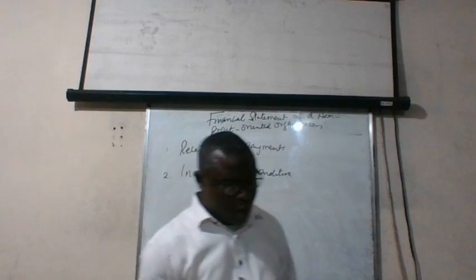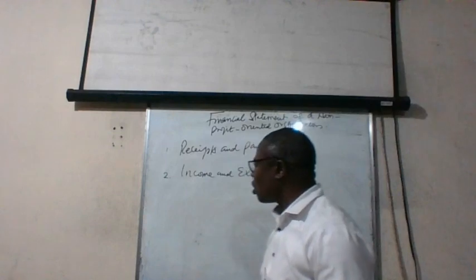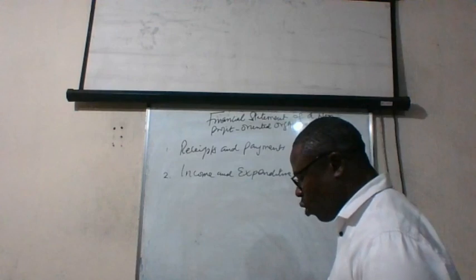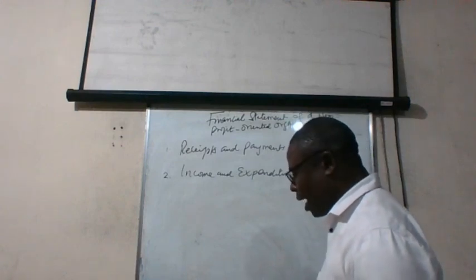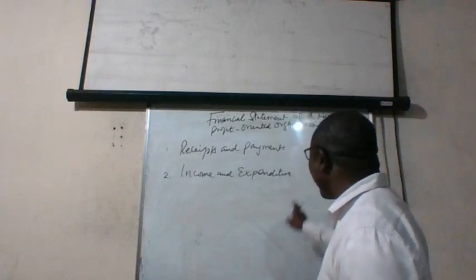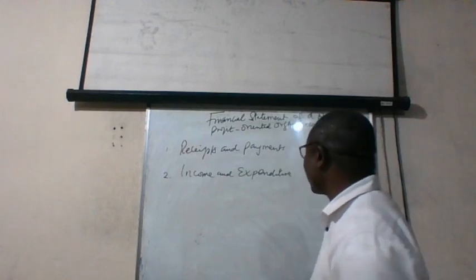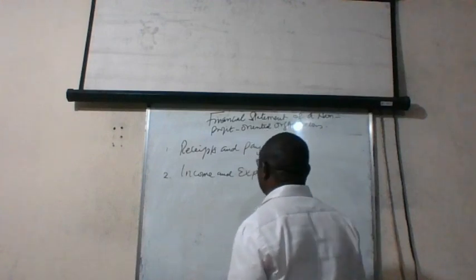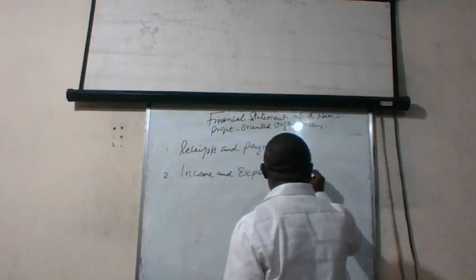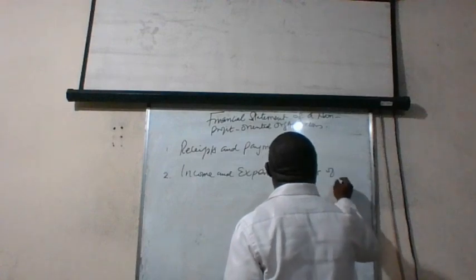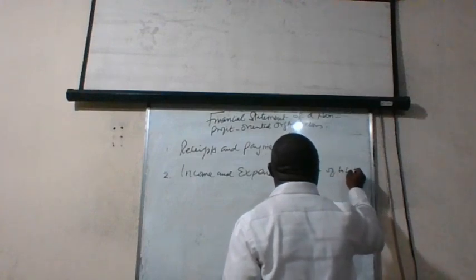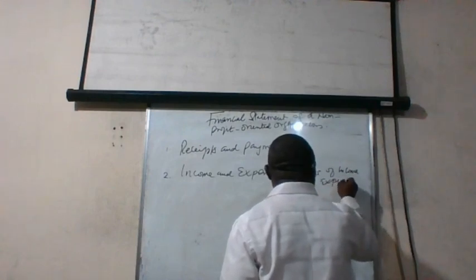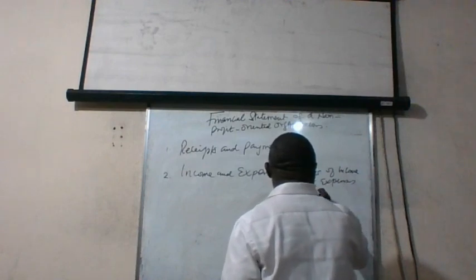So the basic purpose of income and expenditure is to disclose the surplus, that is the excess of total income over total expenses. Let me put it like this. It deals with surplus, the excess of income over expenses. This will be what? Surplus.